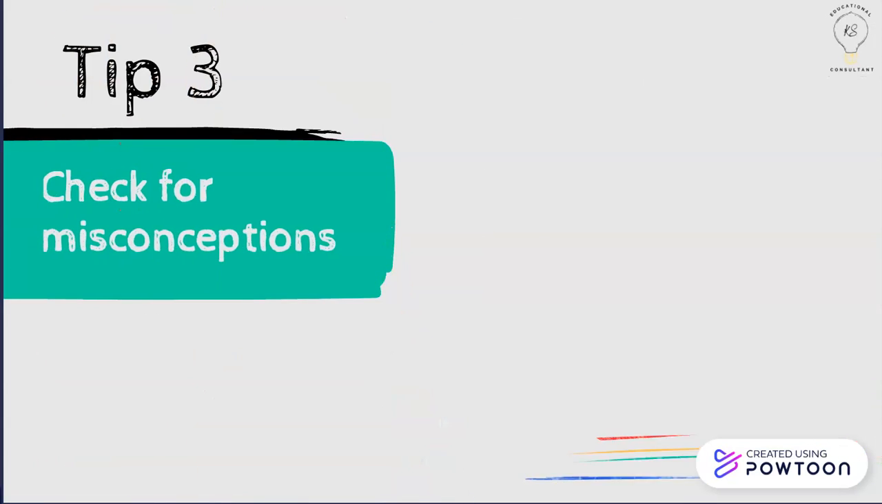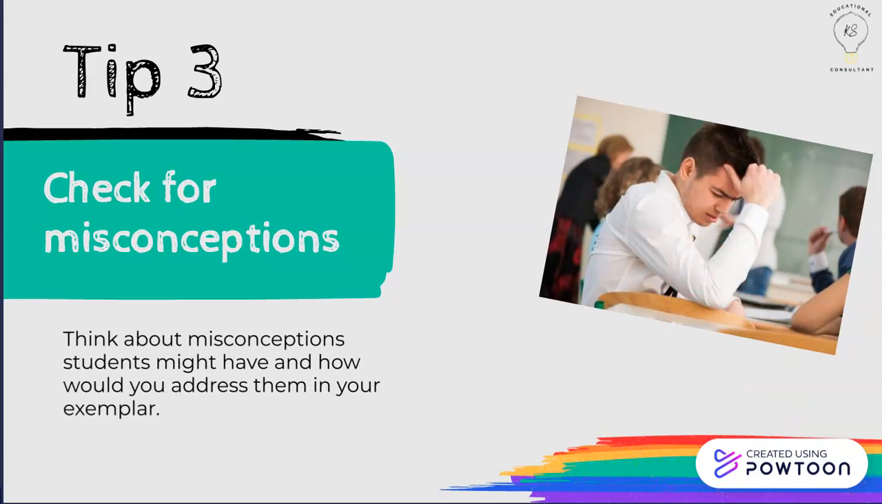Tip number 3. Check for misconceptions. More often than not, we can predict what students might struggle with in the lesson. So, when creating your exemplar, think about misconceptions the students might have and how will you address them in your exemplar.